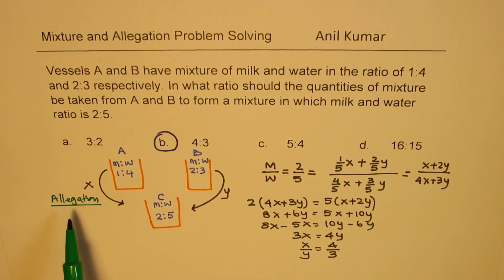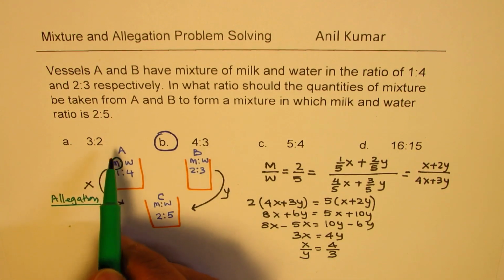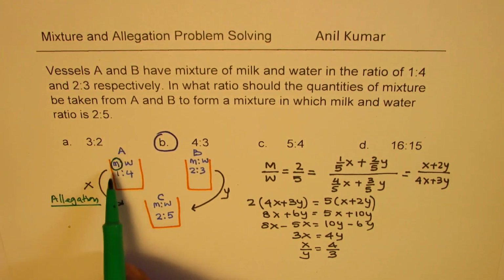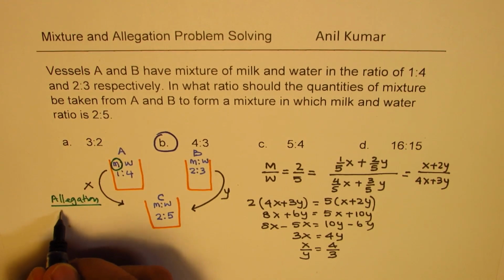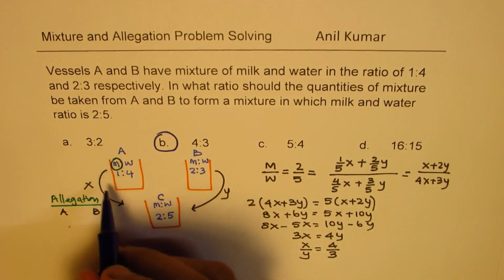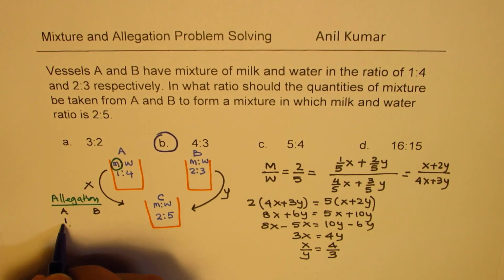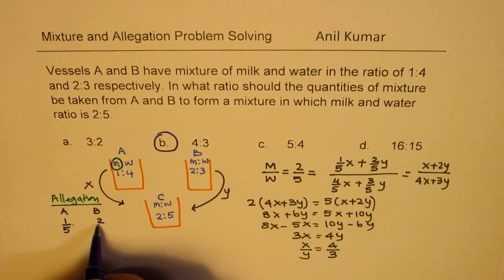Now in the allegation method, we focus on one thing. So let's focus on milk itself. As far as A is concerned, what is the ratio of milk here? If you look into A, the ratio of milk is 1:4, which means 1 out of 5, correct? So let's write A and B here. In A, we have milk in the ratio of 1/5. In B, the milk is 2/5, right?